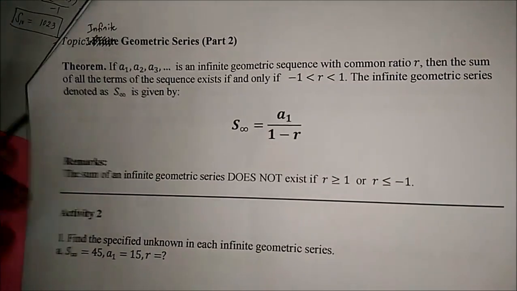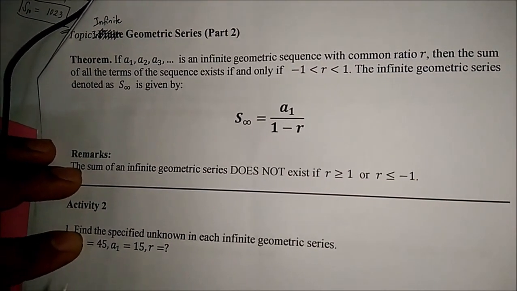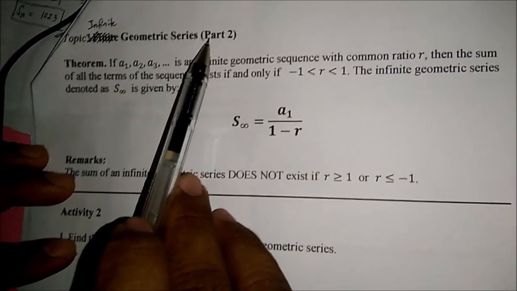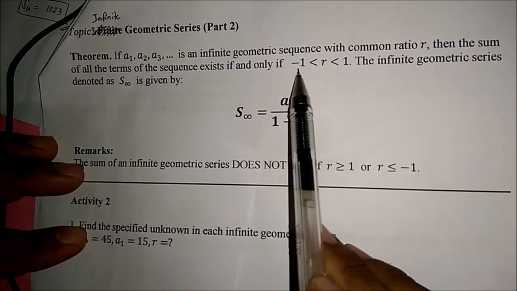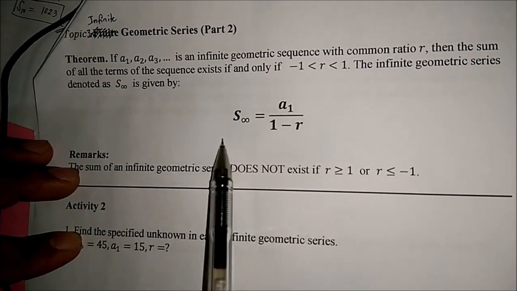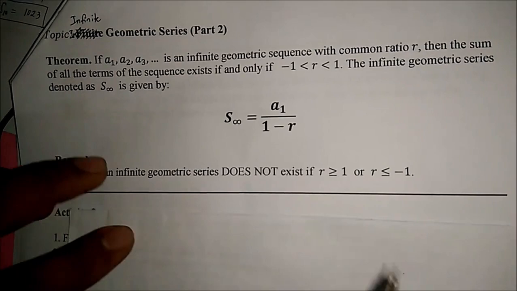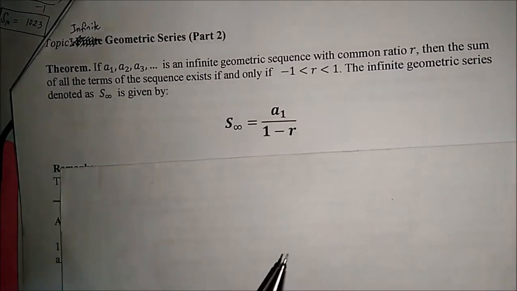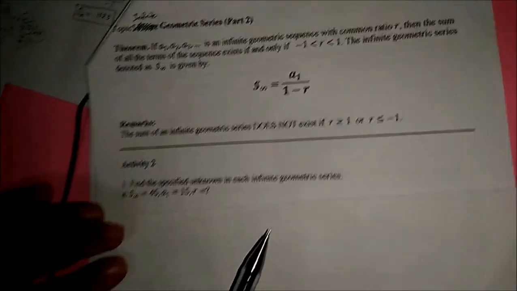Okay, magandang araw ulit sa inyo. Now, we have the extension of infinite geometric series, part 2. Remember that if the ratio is greater than -1 but less than 1, the sum exists, and the sum is given by the formula: the sum up to infinity is equal to a sub 1 over 1 minus r. Now, applying this, let's try to solve the following problems.